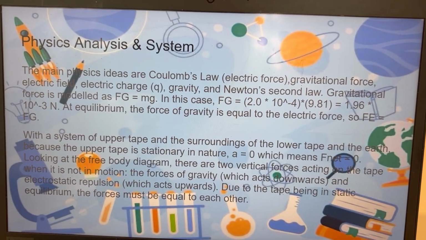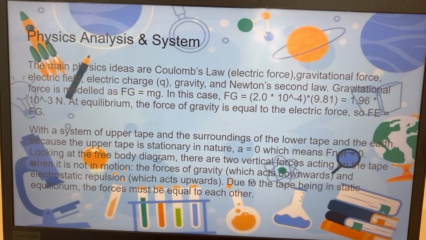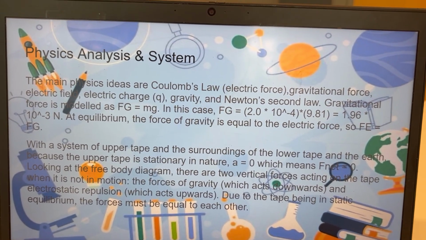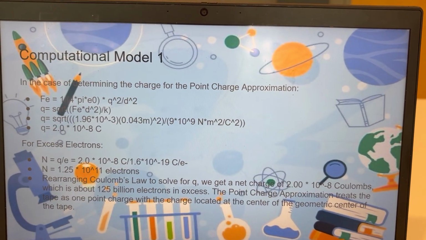Looking at the free body diagram, there are 2 vertical forces acting on the tape when it is not in motion. The force is gravity, which acts downwards, and electrostatic repulsion, which acts upwards. Due to the tape being in static equilibrium, the forces must be equal to each other.